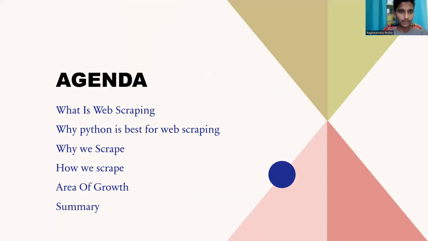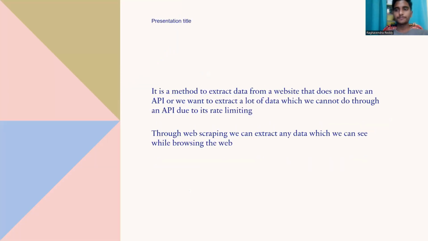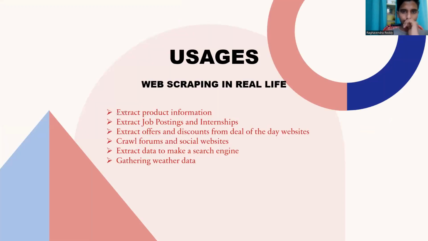Now the next topic is why we scrape. What are the usages of web scraping? As we go into the PPT: it extracts product information, extracts job postings and internships, extracts offers and discounts from deal of the day websites, crawls forums and social websites, extracts data to make a search engine, and gathers weather data.